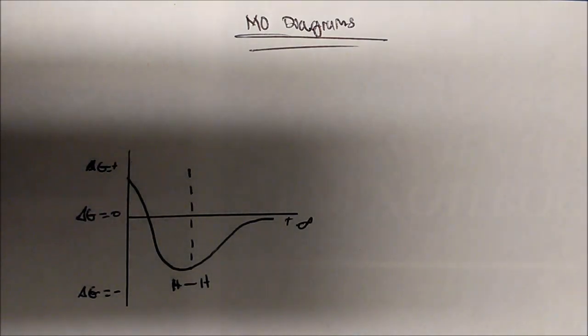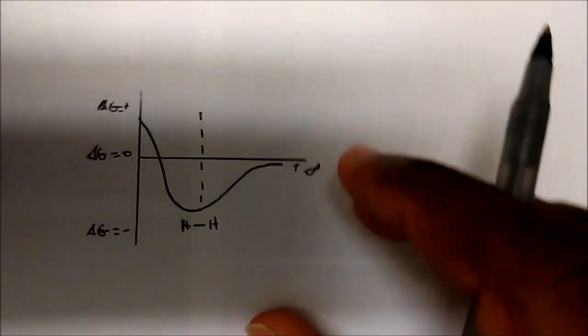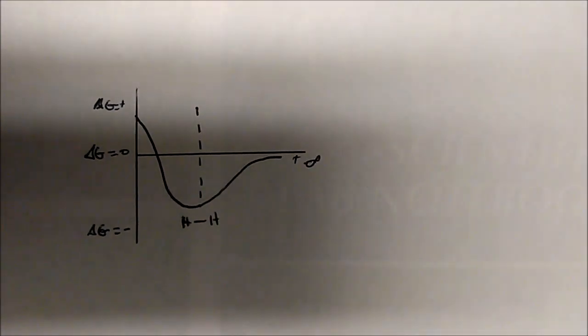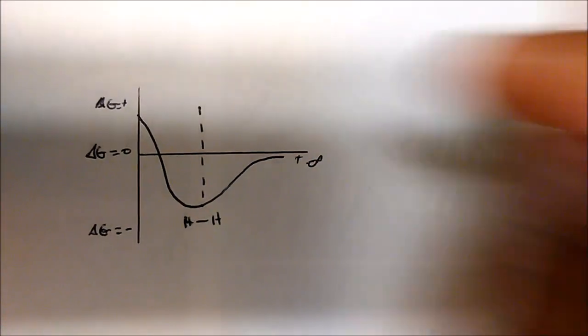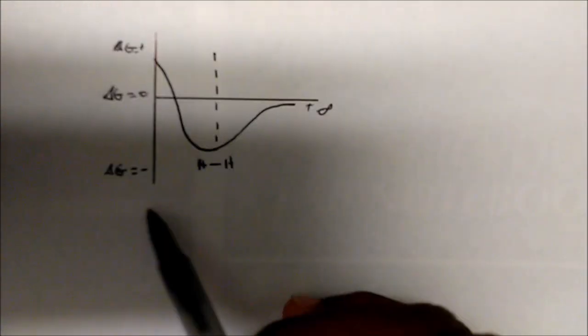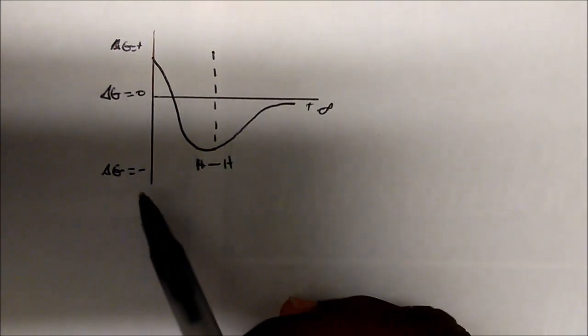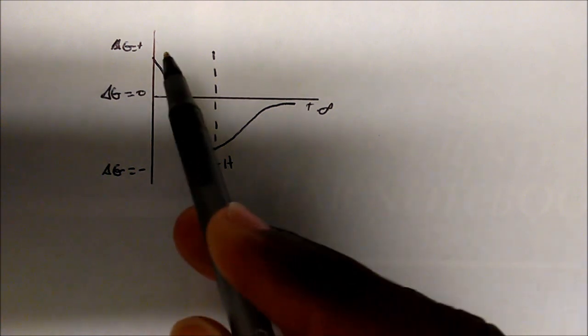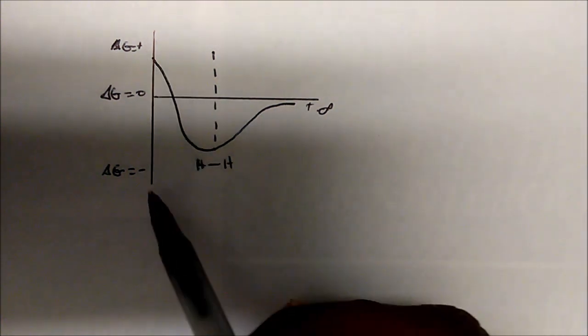So in this video, I want to put emphasis on MO diagrams, molecular orbital diagrams, and how we draw them and what they mean. All right, I put this picture here just to remind you that we said we have spontaneity when our delta G is negative. This vertical line here shows our delta G.